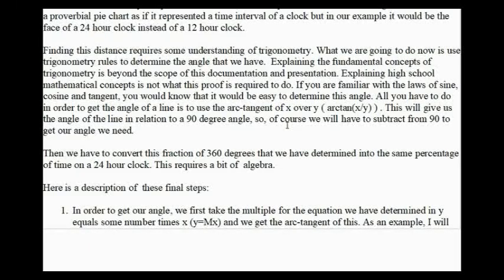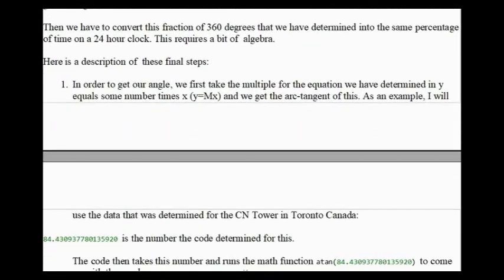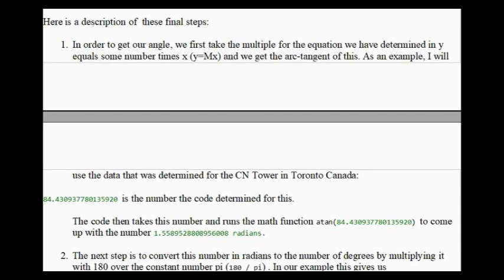Then we have to convert this fraction of 360 degrees that we have determined to the same percentage of time on a 24-hour clock. This requires a bit of algebra. Here's a description of these final steps. In order to get our angle, we first take the multiple for the equation we have determined, y equals some number times x, and we get the arctangent of this.